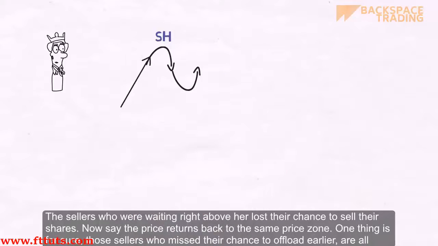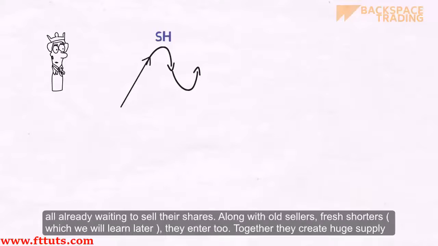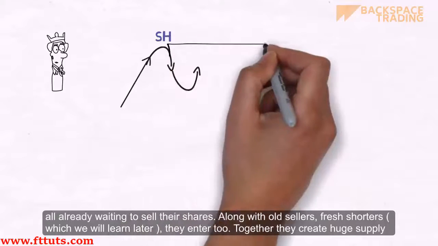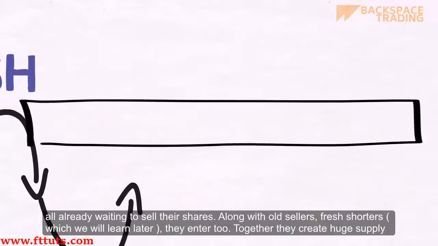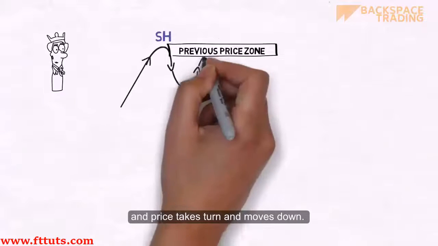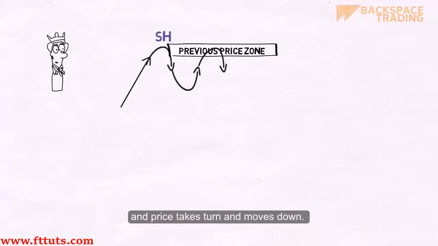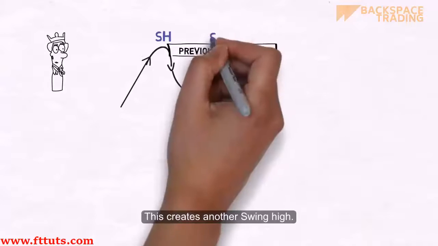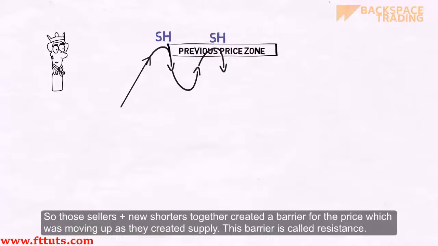Now say price returns back to the same price zone. One thing is for sure, those sellers who missed their chance to offload earlier are all waiting to sell their shares along with old sellers and fresh shorters, which we will learn later, okay? They enter too. Together they create huge supply and price takes a turn at the previous zone and moves down. This creates another swing high, right?